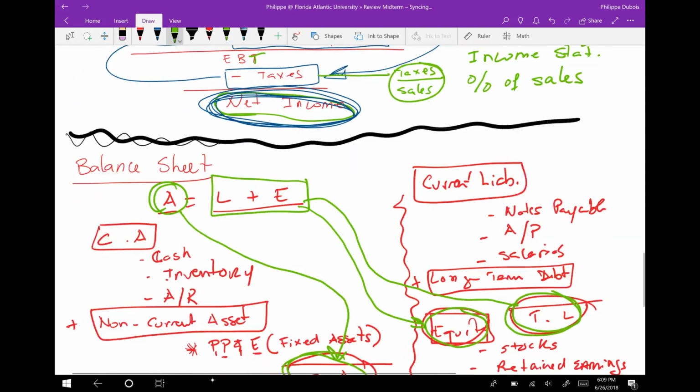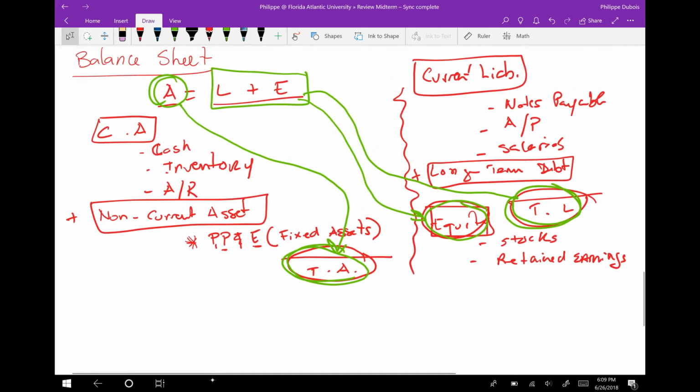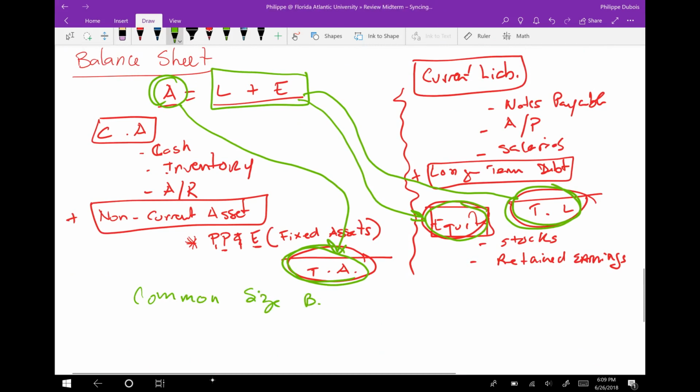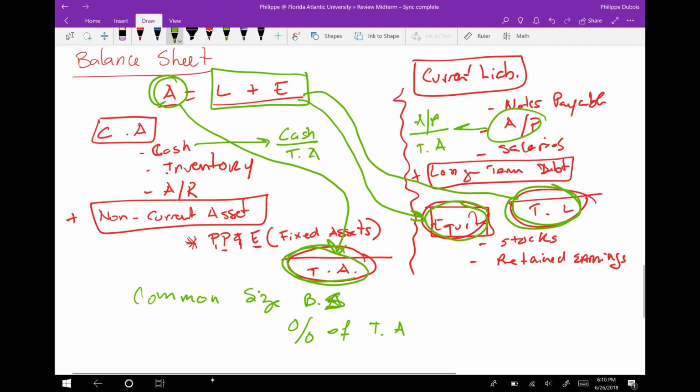All right. Now, how do you compute your common size balance sheet? So your common size balance sheet is simply everything as a percentage of your total asset. Everything as a percentage of your total asset. So your cash will be cash over total asset. Your accounts payable will be accounts payable over total asset, and so forth and so on.